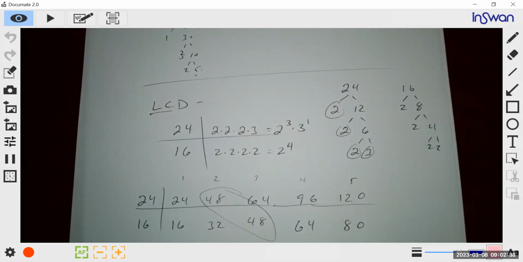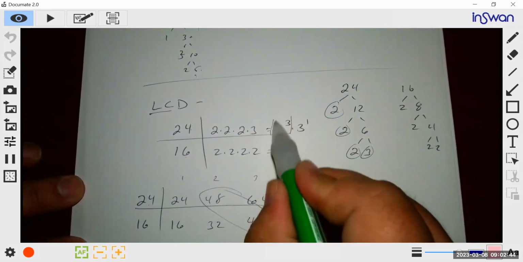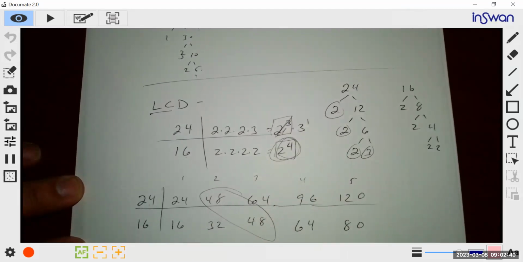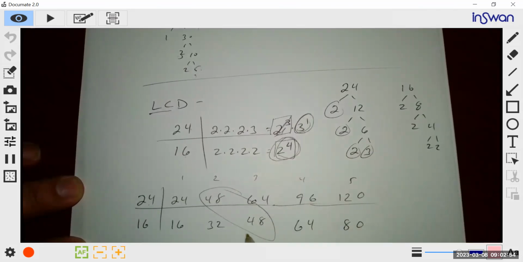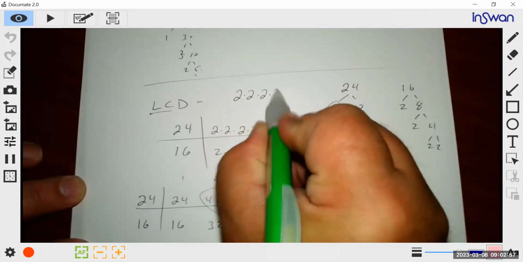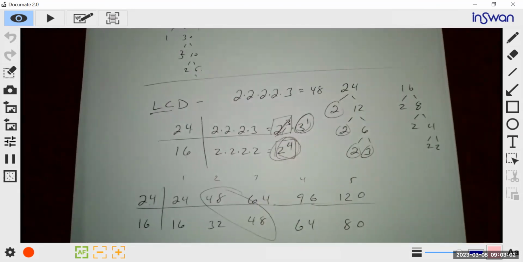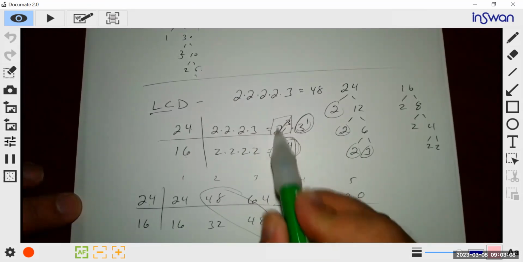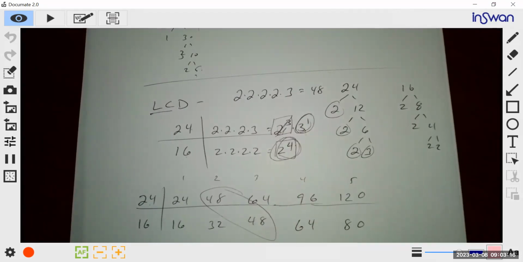Now, how do we find that? Since the top one only had three 2s and the bottom one had four, I use this one. Since this one had a 3, this one didn't, I use that one. So if I took 2 times 2 times 2 times 2 times 3, I get 48. So when you factor them, look for the largest exponent. If a number is missing, then that number is automatically in the list.